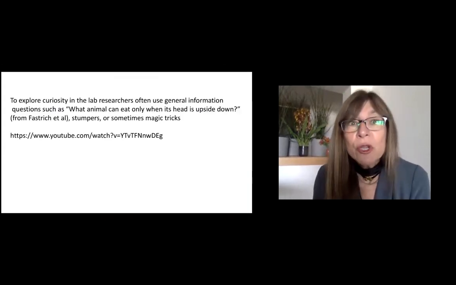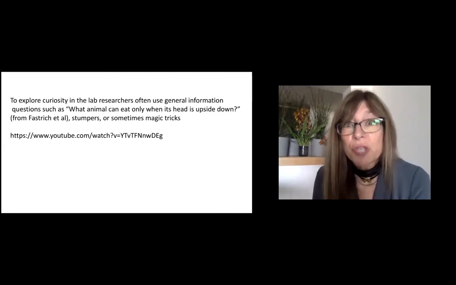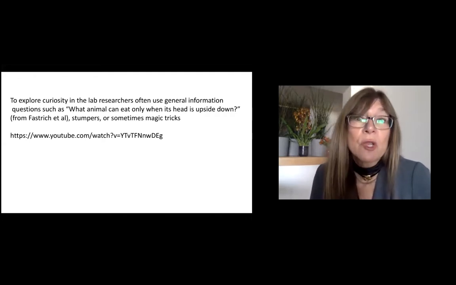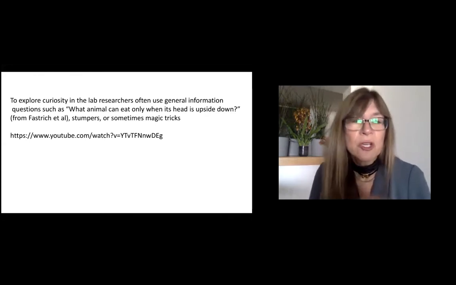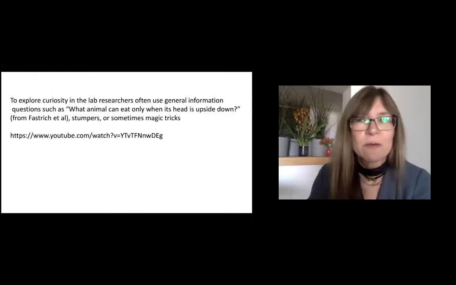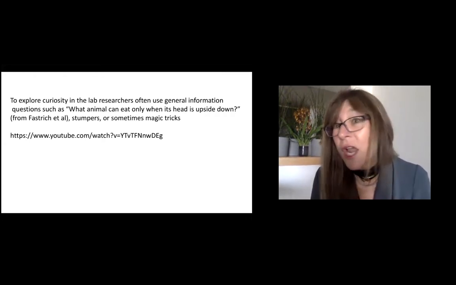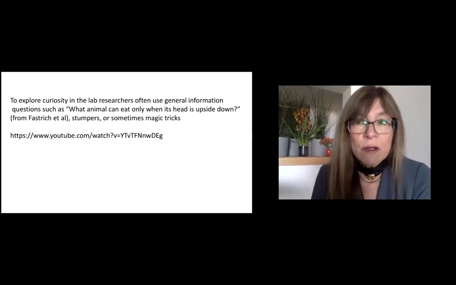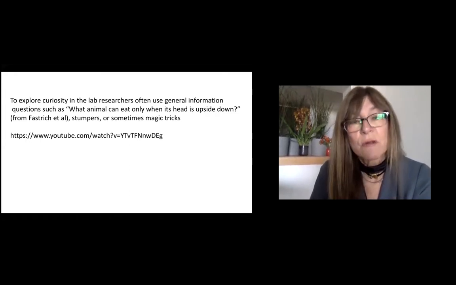To explore curiosity in the laboratory, researchers often use general information questions, such as, what animal can eat only with its head upside down? Okay. They use stumpers, they use magic tricks. And if you can click on this later, I'm not going to be able to manage the logistics, but there are some magic tricks that you can look at. People are really curious about magic tricks. But in terms of epistemic curiosity, there's a question.